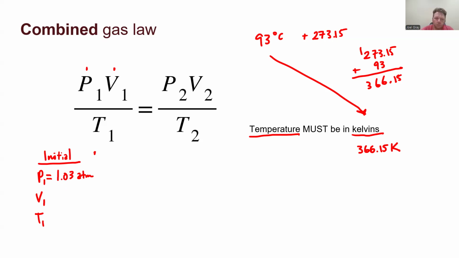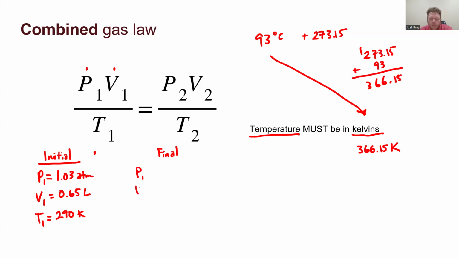1.03 atmospheres, and we've got a container that is 0.65 liters. So a little bit more than half of a liter. The temperature is, let's go with 290 Kelvin. Now, what I want to do is calculate the final pressure, volume, and temperatures.